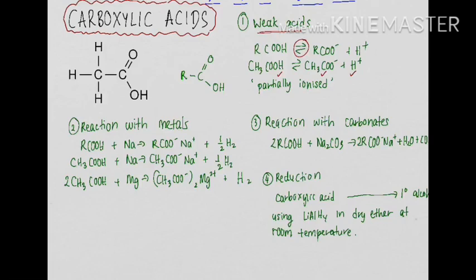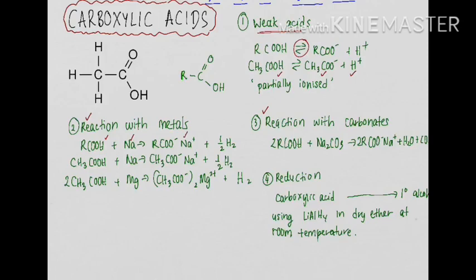Apart from that, carboxylic acids will go through all the reactions that a normal acid will undergo. One of them is reaction with metals, and the second is reaction with carbonates. If you look at the reaction with metals, you are able to react with sodium to give you salt and hydrogen gas.